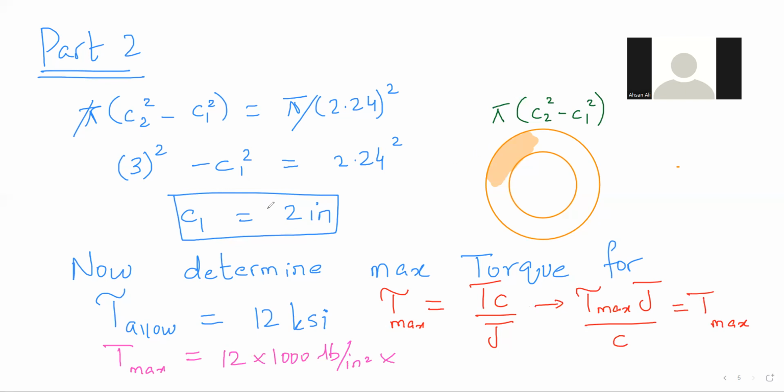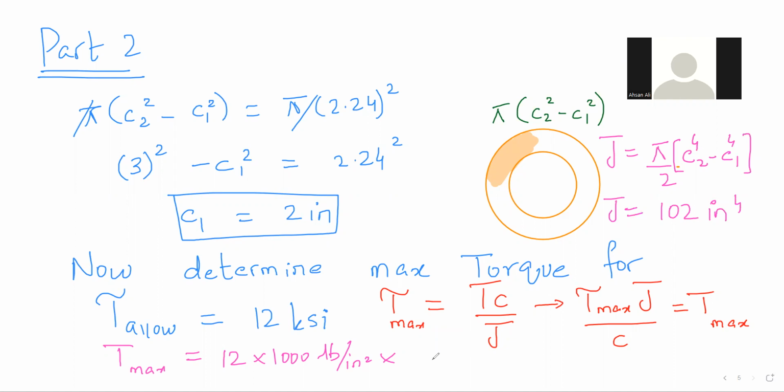Did I even find J? Oh, come on, I did not. J is pi by 2, correct? C2 power 2 minus C1 power 2. Okay, this is where mistakes happen. What is the value of J? 102 inch power 4, and I get, hang on everyone, multiply by, oh come on, what is C now?